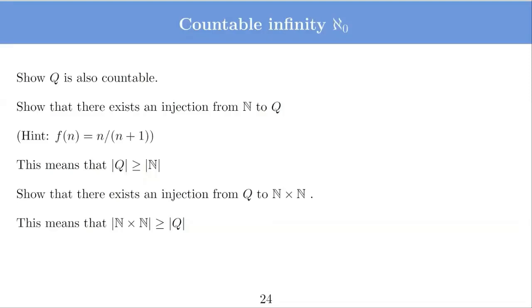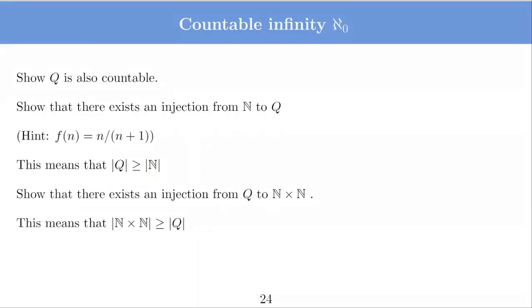Now we can finish this argument by saying the cardinality of N cross N is at least the cardinality of Q, which is at least the cardinality of N, while the cardinality of N and the cardinality of N cross N are both the same. Because Q is between the cardinality of N cross N and the cardinality of N, and these two are equal, Q should also be equal to the cardinality of N. If a number is between A and B and both A and B are equal, the number should be equal to A. So this proves that Q, the set of all rational numbers, is also countable.